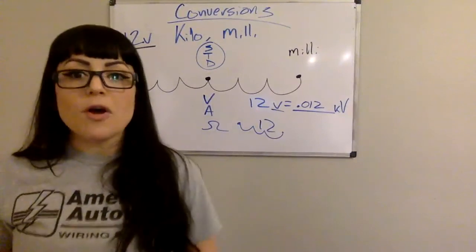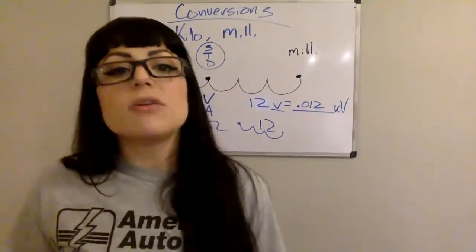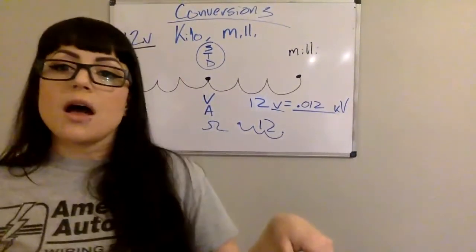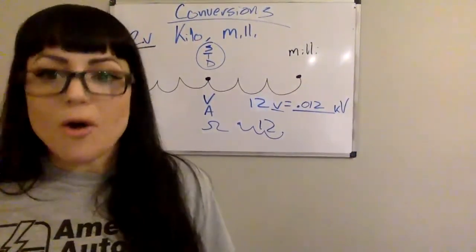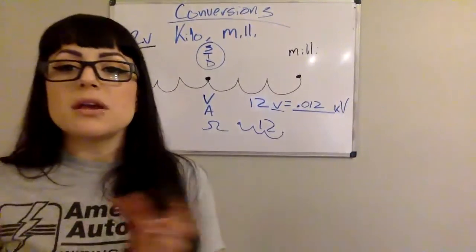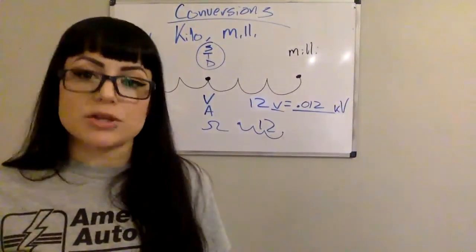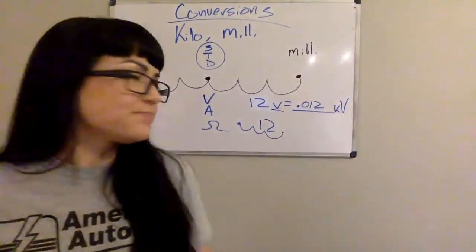All of those are the same though. 0.012 kilovolts, 12,000 millivolts, or 12 volts, it's all the same. It's simply converting it from one unit of measure to the other.